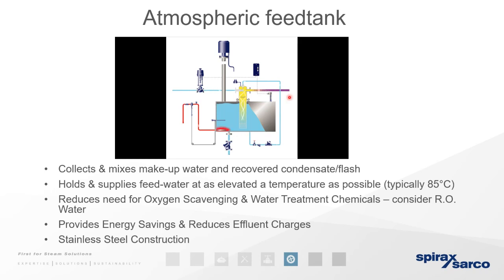And as we know, for every 6 degrees I raise my feed tank temperature by returning condensate or recovering flash, I can save plus or minus 1% of my fuel.